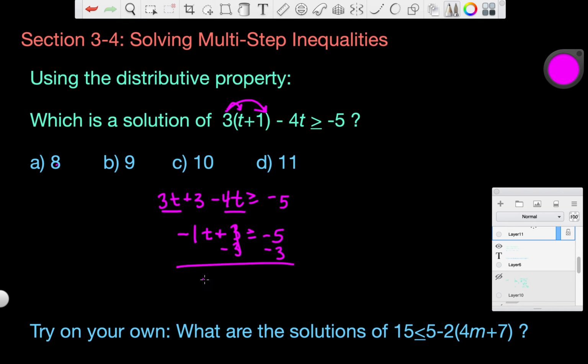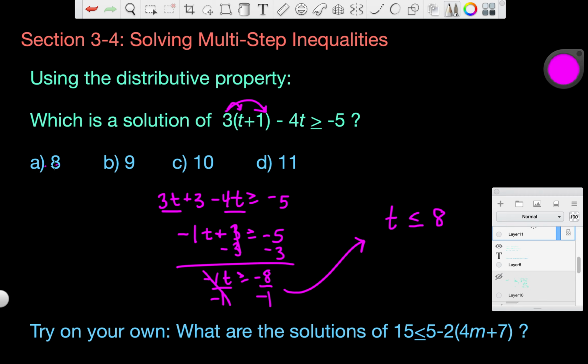Subtract 3 from both sides. I get negative 1t is greater than or equal to negative 8. In order to get this negative 1 to the other side, I want to divide by negative 1. Now, I divided by a negative, which means that my sign flips. So I'm left with t is less than or equal to positive 8. So what this means is that t has to be less than or equal to 8.